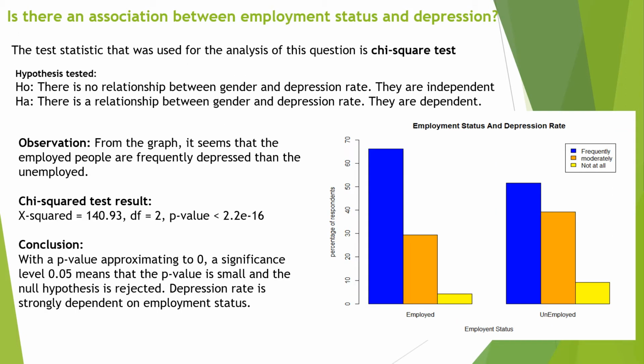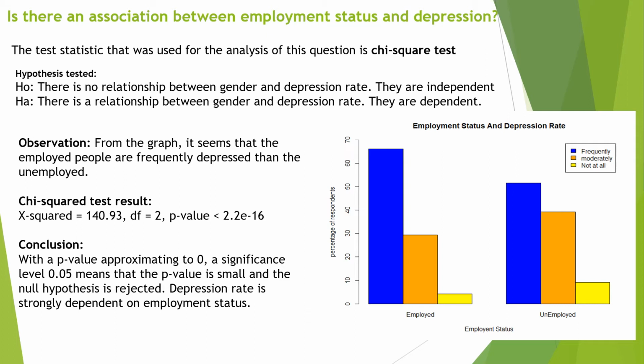Another relation we are going to look at is the employment status and depression. Because these two again are categorical, we are going to make use of the chi-squared test. Once again you can see my null and alternate hypothesis. We are going to focus on the bivariate graph again.